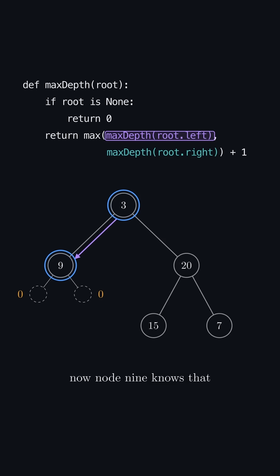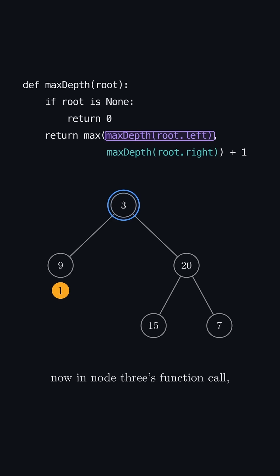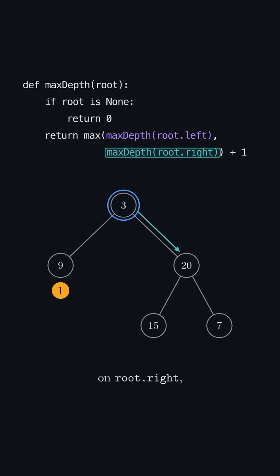Now node 9 knows that the maximum depth of its children is 0, so it knows that its own height is 1, and it returns that to node 3. Now in node 3's function call, the original one, the call to max depth on root.left is finished, and it calls max depth on root.right, which is node 20.